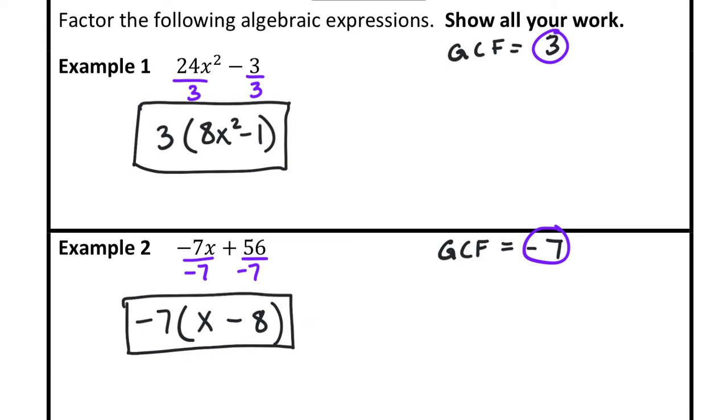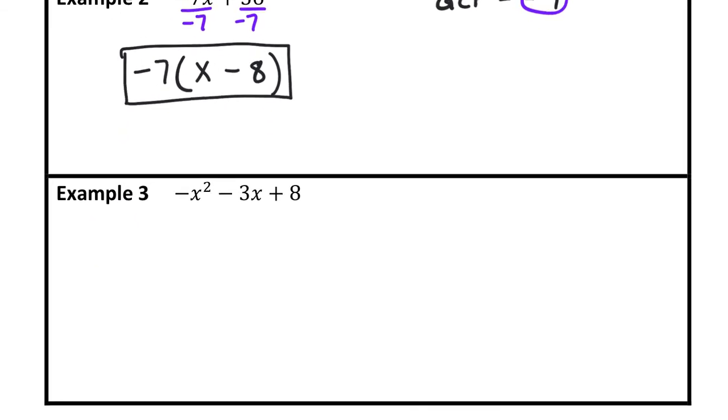Okay. And the thing about factoring, if you distribute, if you multiply it out, if you get an answer and you multiply it back out, you should get what you started with. So you should get the original expression back. So you can always check yourself. You can multiply it out and see if you get the original expression back. Okay, let's go to example 3.